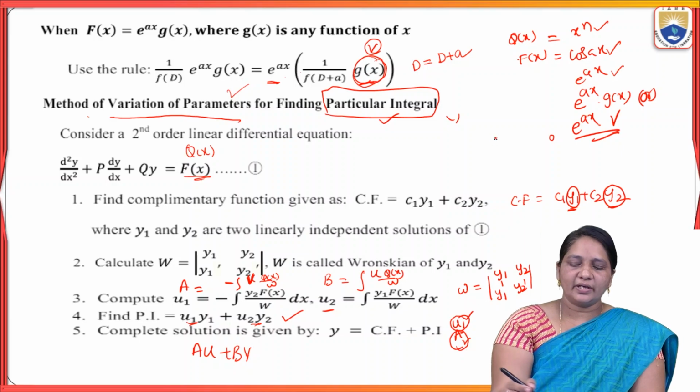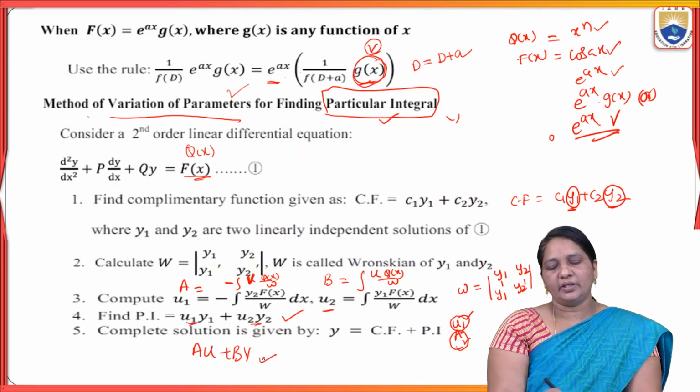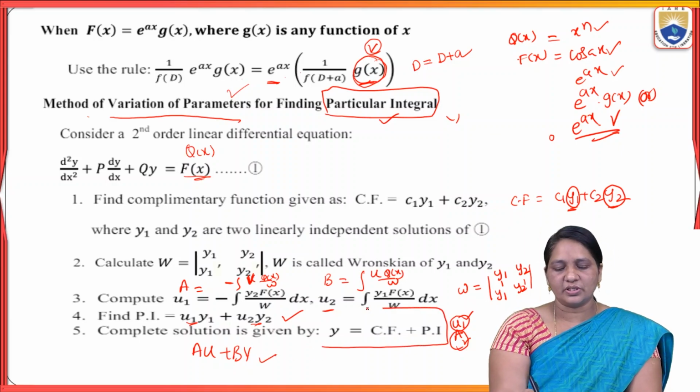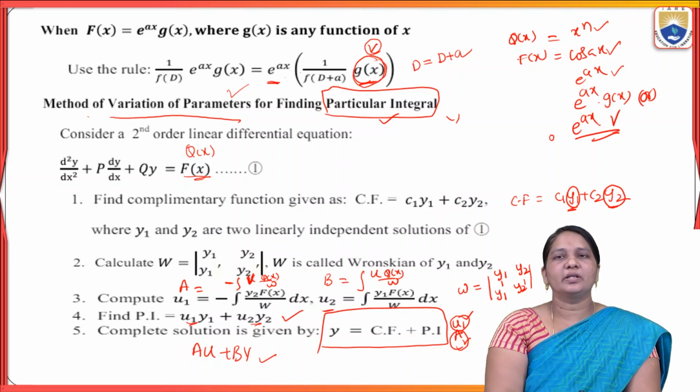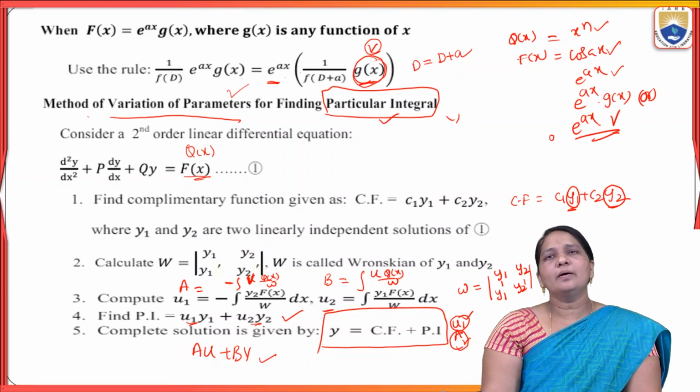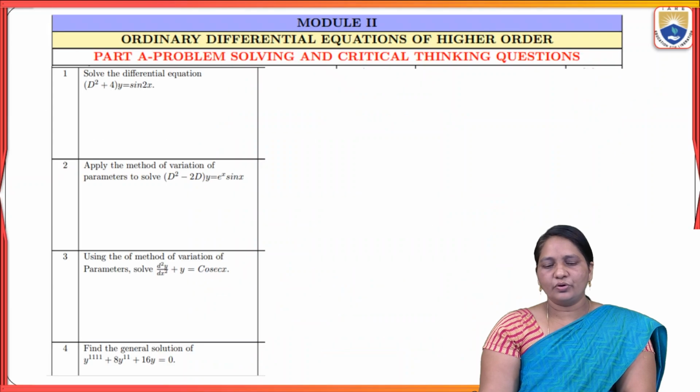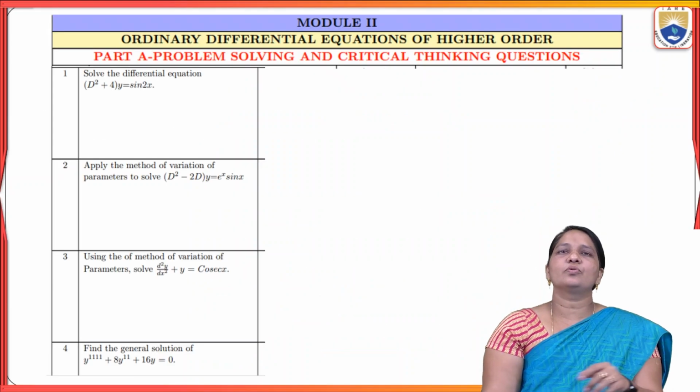So we have already calculated the complementary function and the particular integral. We can write the final general solution, that is y equal to complementary function plus particular integral. These are the methods and the formulas we are using in module 2. So we are going to discuss some of the questions in the question bank.